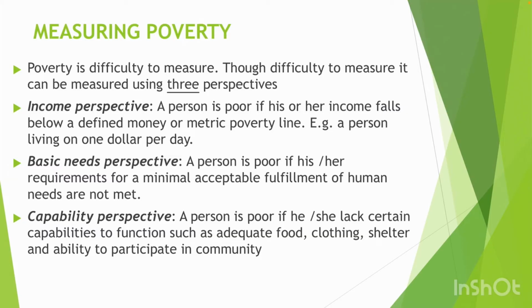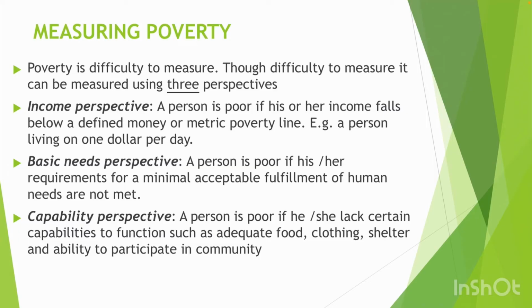That's just an example. It's 500 kwacha. Then for you, you are getting 400 kwacha. So that is below the defined money or metric poverty line. It's below 500, which is acceptable. Have you seen? So it's below 500. So using the income perspective, we are going to consider that this person is poor because the income that he or she is getting per month is below the metric poverty line.